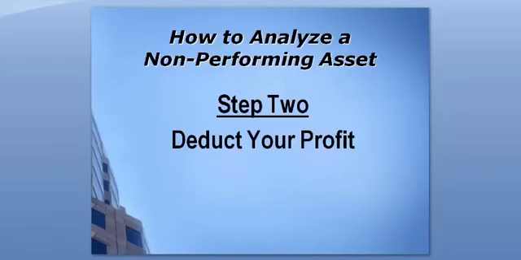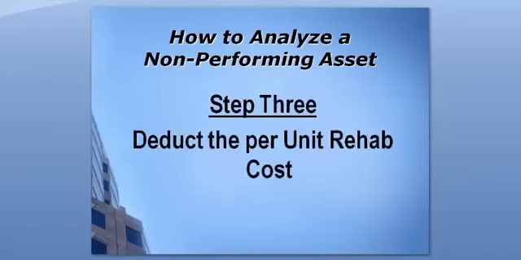Okay, so once you get the per unit value, you deduct your profit, and I said in my case 15%. Then you're going to deduct your per unit rehab cost. Now you might think to yourself, well, I haven't even seen this property yet. I have no idea what it looks like. And I can understand that. What you want to think about is, first off, we use $6,000 per unit as a benchmark.